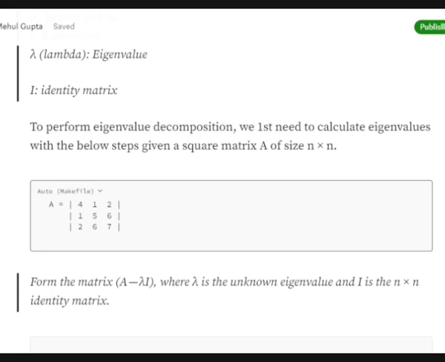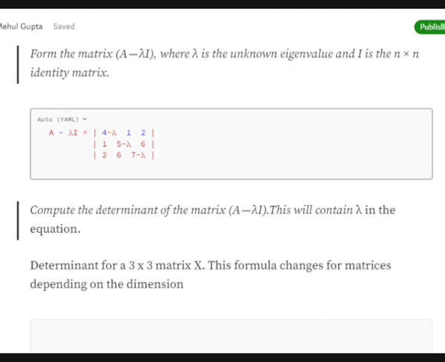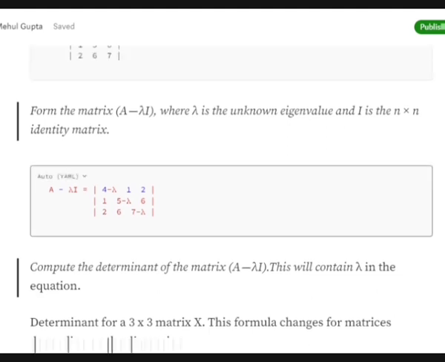Assume that we are taking this matrix for starting: A equals [4 1 2; 1 5 6; 2 6 7]. Now form the matrix A minus lambda I. So A minus lambda I is [4 minus lambda, 1, 2; 1, 5 minus lambda, 6; 2, 6, 7 minus lambda]. Why is this so? Because lambda is a scalar and I is an identity matrix. In an identity matrix, we have values only in the diagonal, 1, 1, 1, and the rest of the values are 0. Hence, when we subtract, lambda affects only the diagonal values of the matrix A.